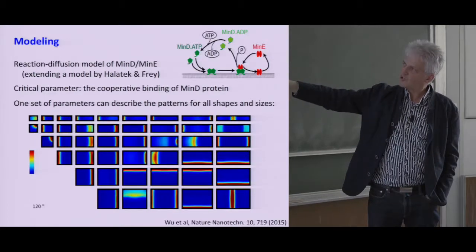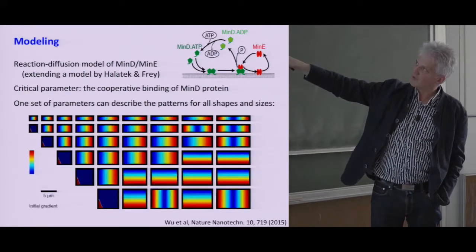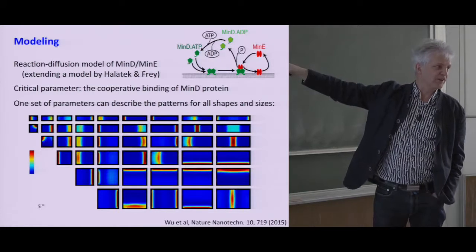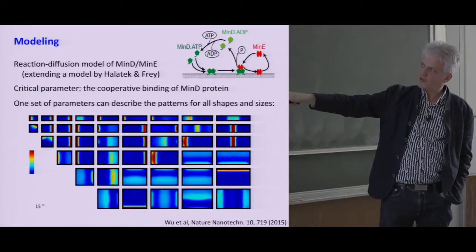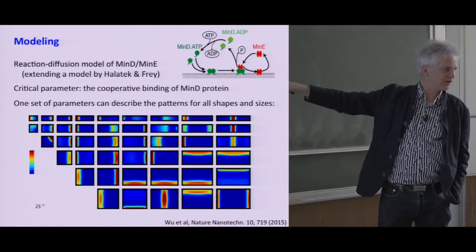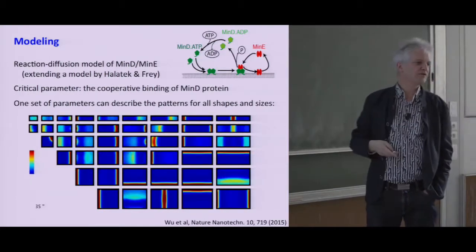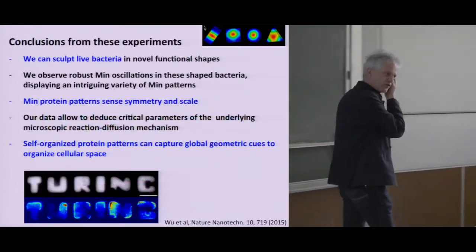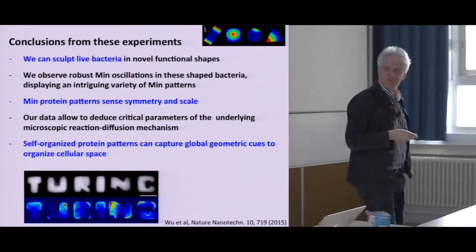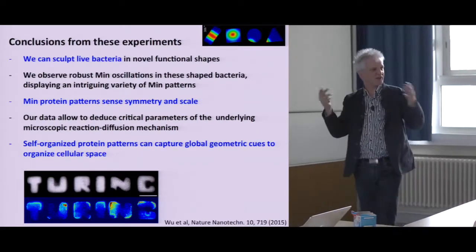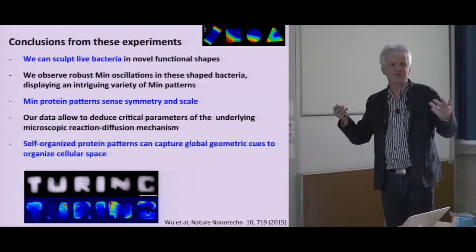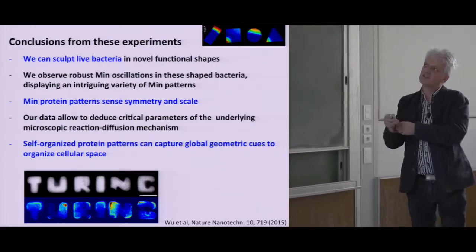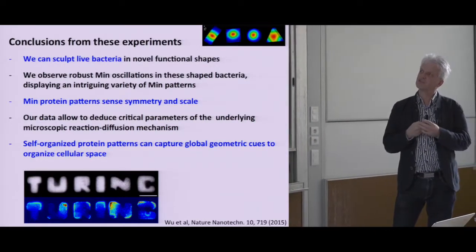And we can use these patterns to tune some of these rates. We found that this cooperative binding is very important. So from a global fit of these patterns to what we experimentally observe, we can learn about biochemical internal structures there. So that's kind of interesting. So we learned that we can sculpt these live bacteria with nanofabrication tools. We can see that the Min proteins sense the symmetry and scale.